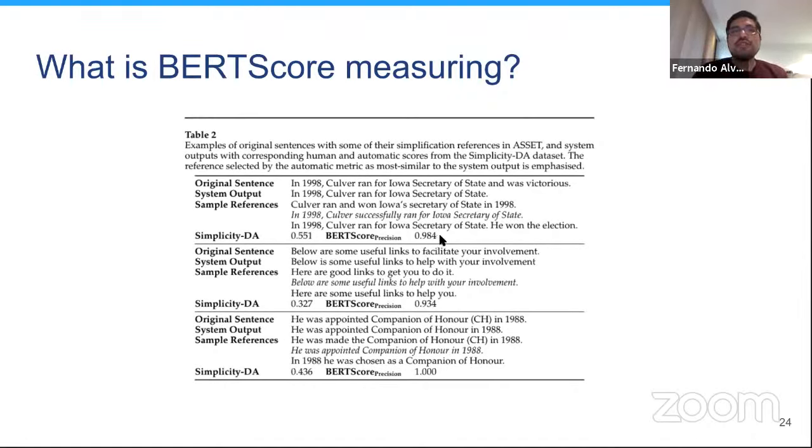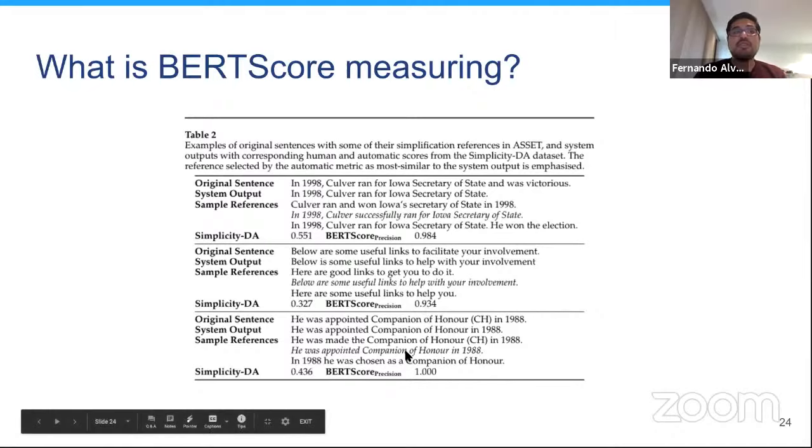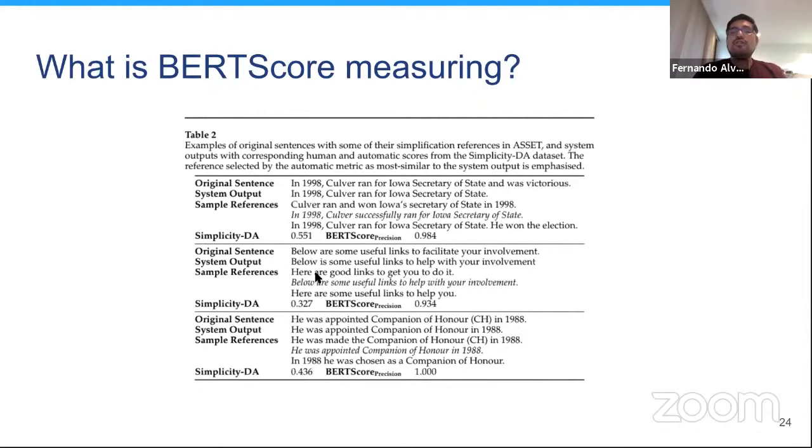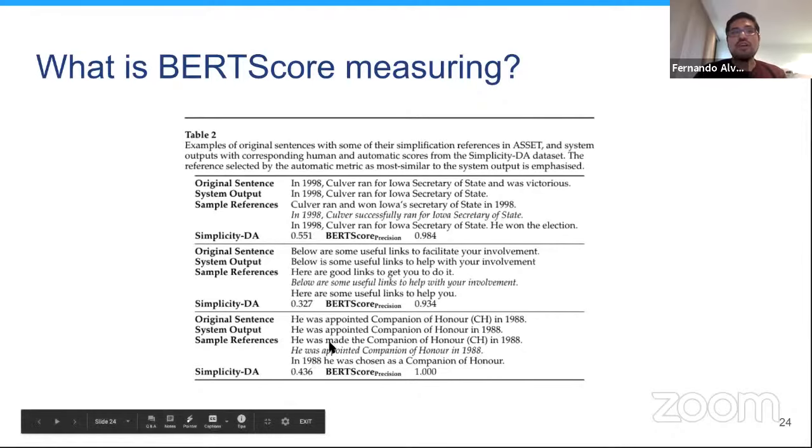So in this case, it returns a very high BERT score, but the simplicity DA scores are very different. So you should expect that this would be higher than this one, which is okay, good. And this should be much higher than this, should be also higher than this one, but BERT score does the other way around, or it gives scores that are pretty close to each other.